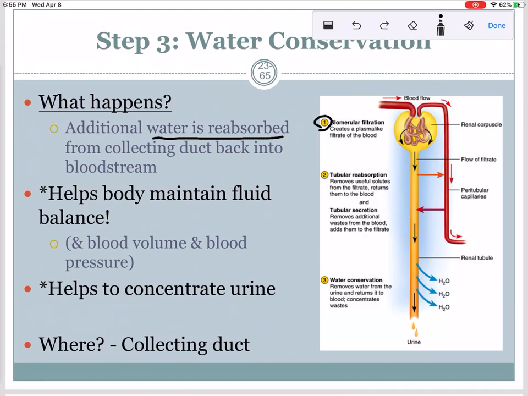Because the first step happened in the glomerulus, the second step happened in the tubules, and the final step happens in the collecting ducts. Before we excrete urine, the body wants to reabsorb and keep as much water as it can. So water conservation simply means in the collecting ducts, a lot of water is reabsorbed from the tubules back into the blood. We want to keep as much fluid as we can. The body likes it, it needs fluid. We only want to have as little urine as possible with water.